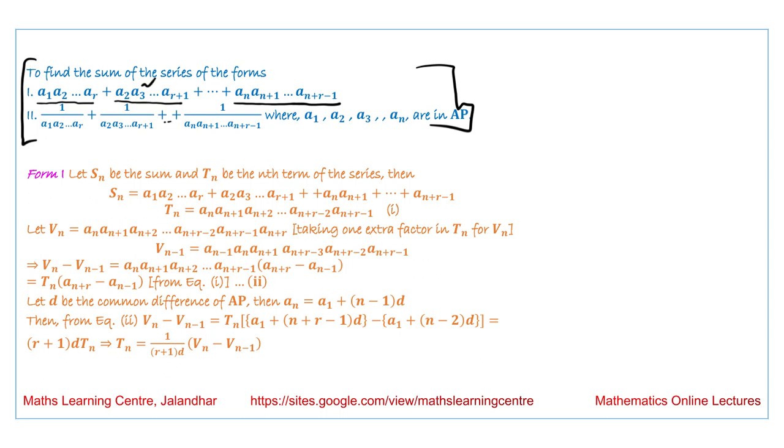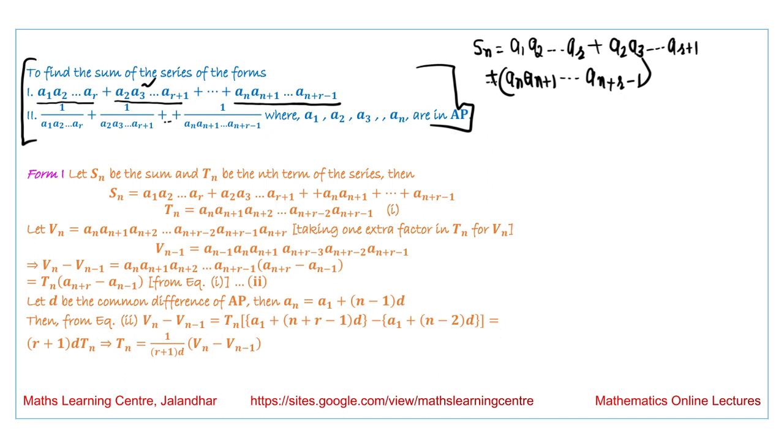So we are writing that let Sn be equal to a1 a2 and so on up to ar, plus a2 a3 and so on up to ar plus 1. And if we continue in this way, the nth term we will have is an, an plus 1, and so on up to an plus r minus 1. This is the nth term that we will have over here, it is Tn.